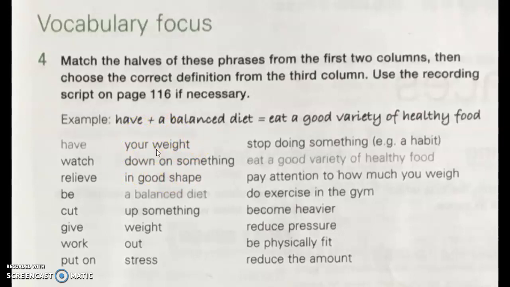So you can stage this as you like. You can either just give them this part to do first of all and then the third column, or you can just give them everything, making sure that you set it up really clearly and that they understand well what they need to do. So they need to match a word with one of the phrases in the second column. So for example, have a balanced diet, watch your weight, okay?